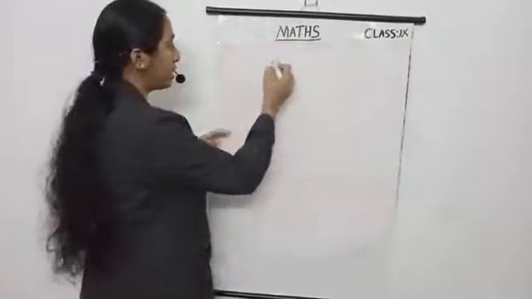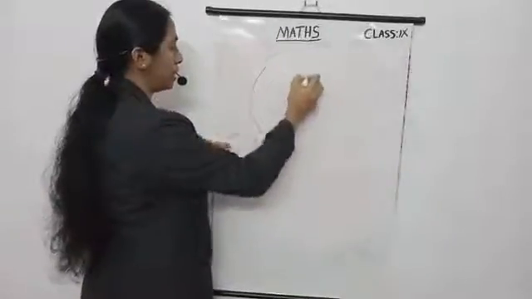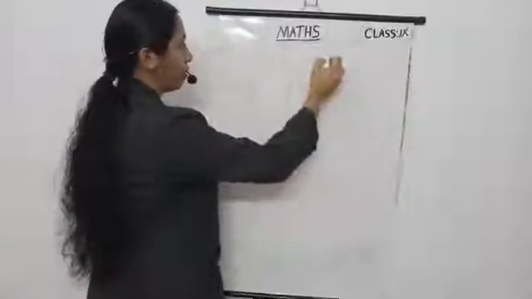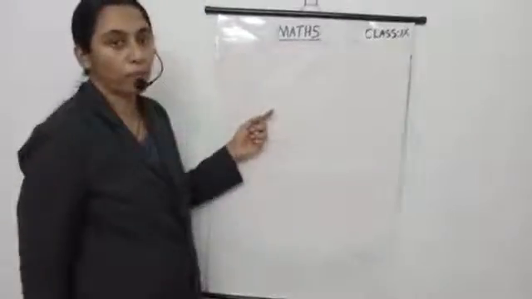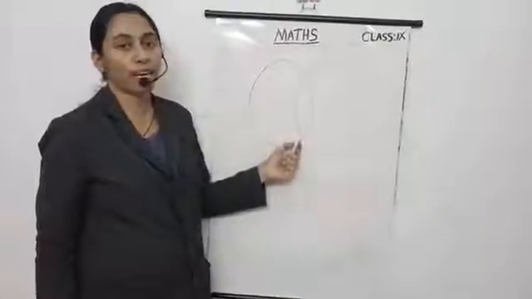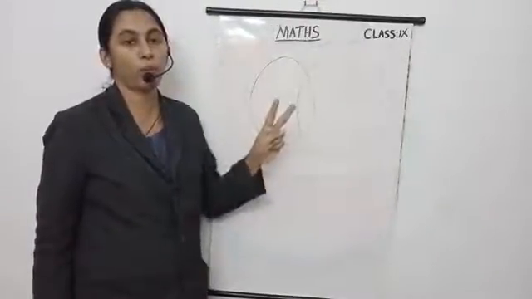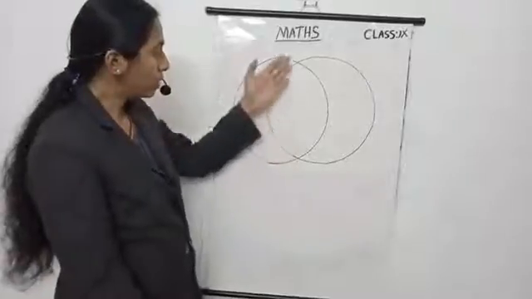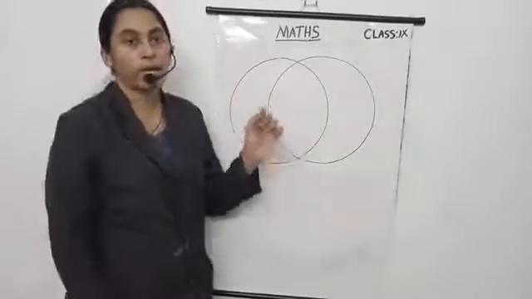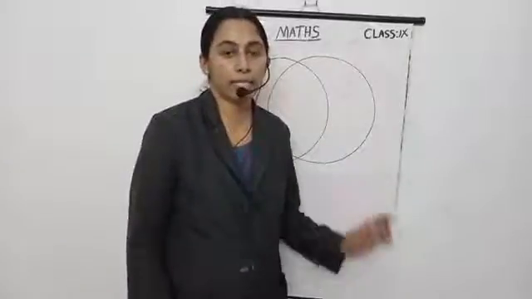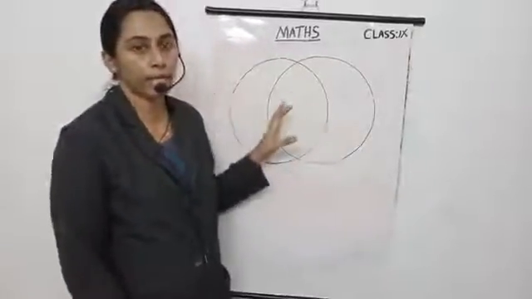Now consider the next pair of circles. How many common points here? Yes, here 1 and here also 1. So 2 common points here. The maximum number of common points is 2.